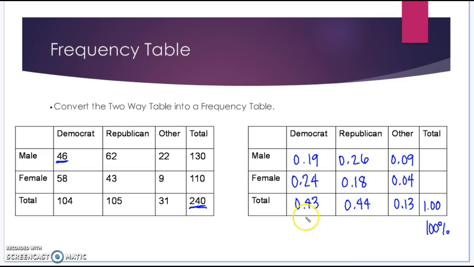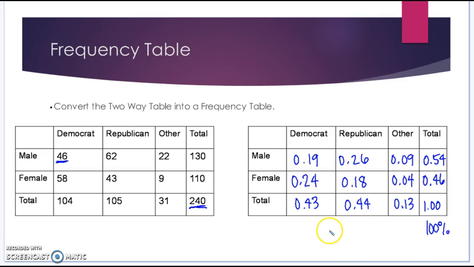Now you need to double check and make sure that these all add up to 100% or 1. And 0.43, 0.44, and 0.13 does add up to 1. Okay, so then again, I can add these three up to get my total, or do 130 over 240. So if I just add these three up, 0.19, 0.26, and 0.09 gives me 0.54. And then if I add these three up, 0.24, 0.18, and 0.04, that's going to give me 0.46. And 0.54 and 0.46 does add up to 1.